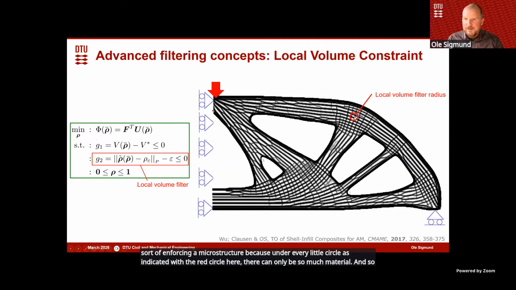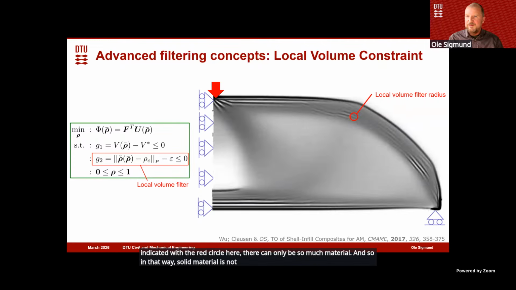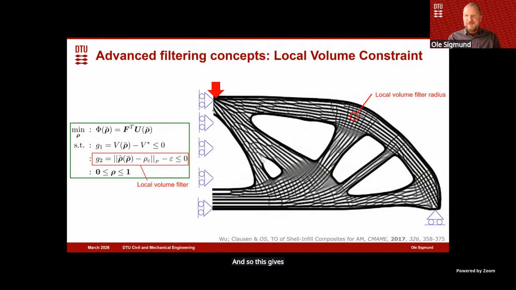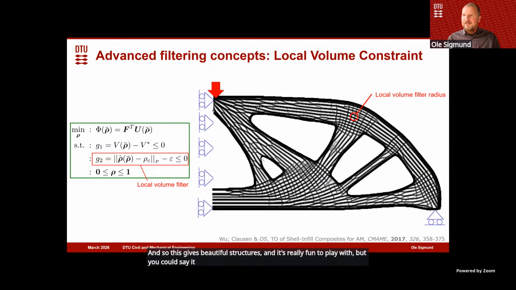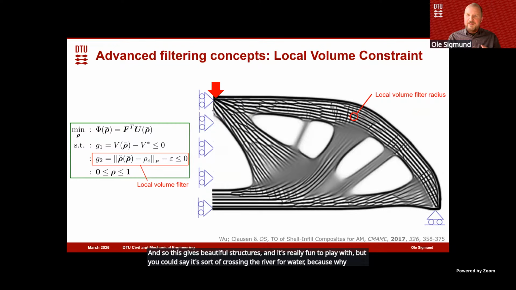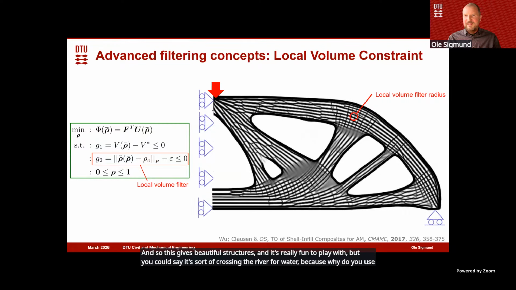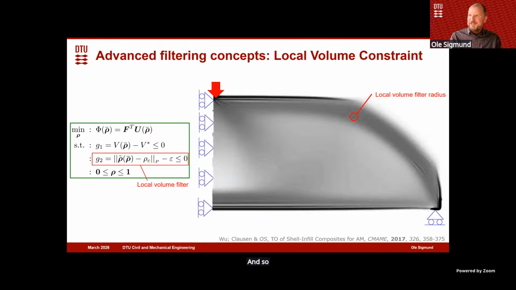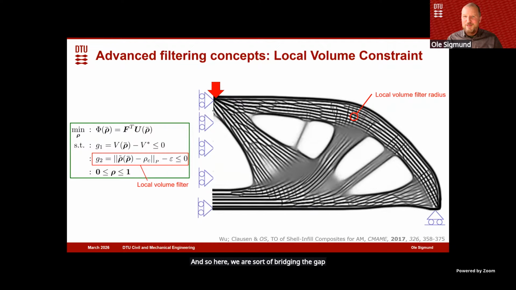And so in that way, solid material is not possible and you enforce the microstructure. And so this gives beautiful structures and it's really fun to play with, but you could say it's sort of crossing the river for water, because why do you use an extremely fine resolution density approach to mimic something multiscale? And so here we are sort of bridging the gap back to multiscale.